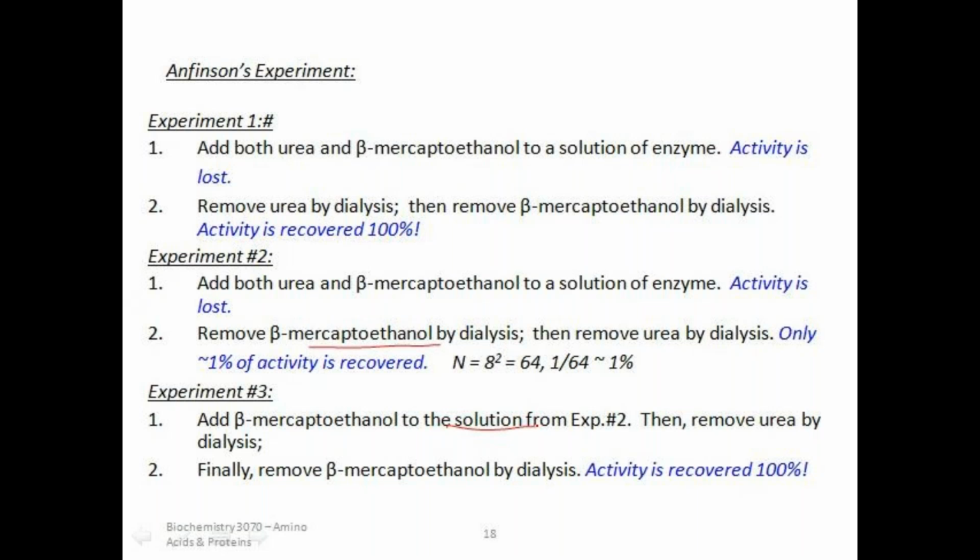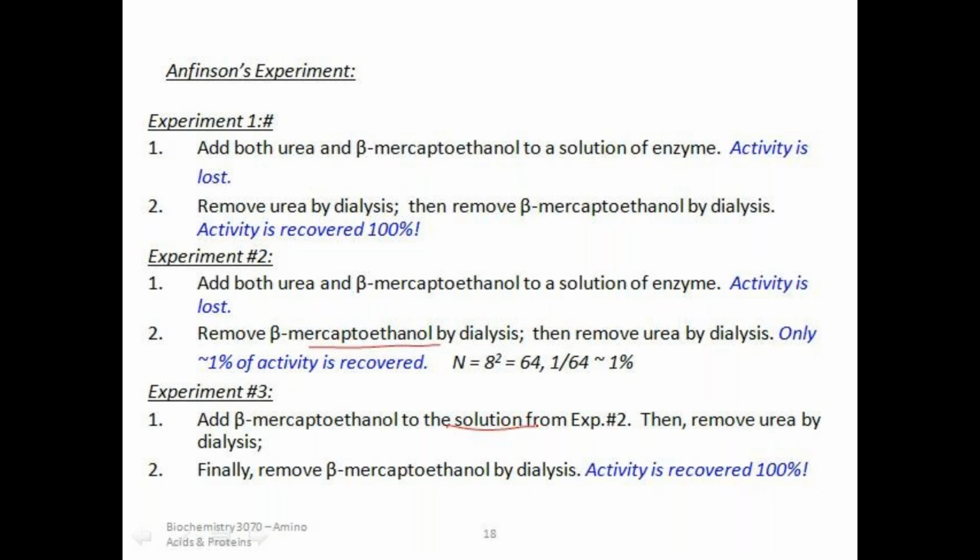Okay, here both urea and beta mercaptoethanol are breaking the bonds in the three-dimensional structure of protein. In the first experiment, both urea and beta mercaptoethanol are added to the solution of ribonuclease enzyme. That causes the breaking of the bonds, and that causes the loss of activity of the ribonuclease enzyme.